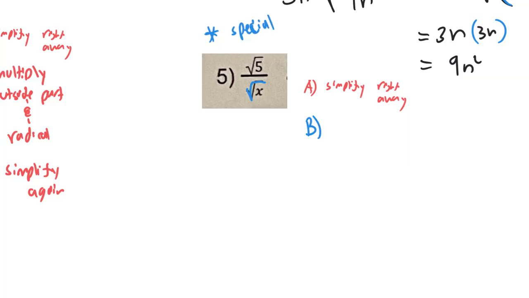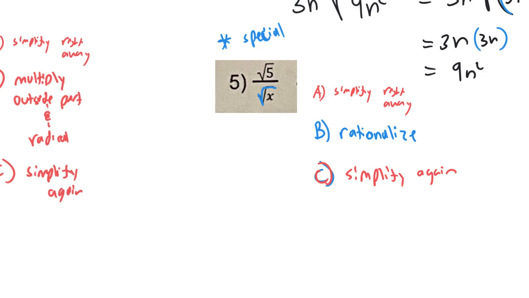Not the best handwriting. So step letter B is to rationalize. And then I think probably to simplify again after that, we'll keep that in red actually. Simplify again after that. I think that'll probably always do it.